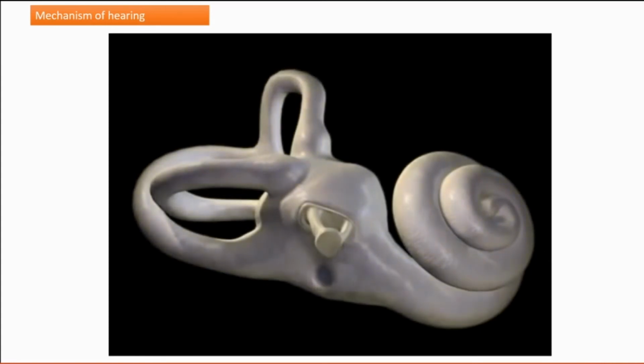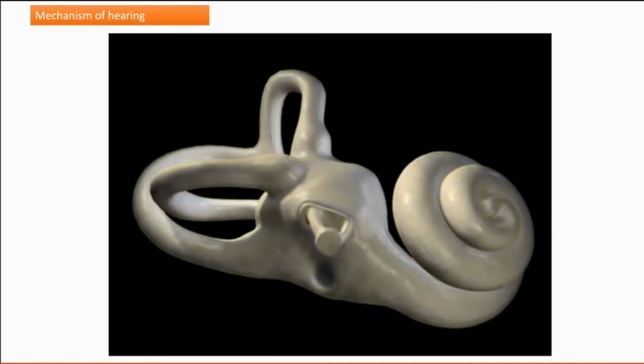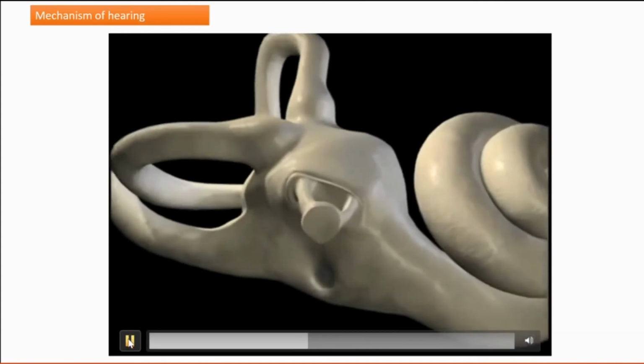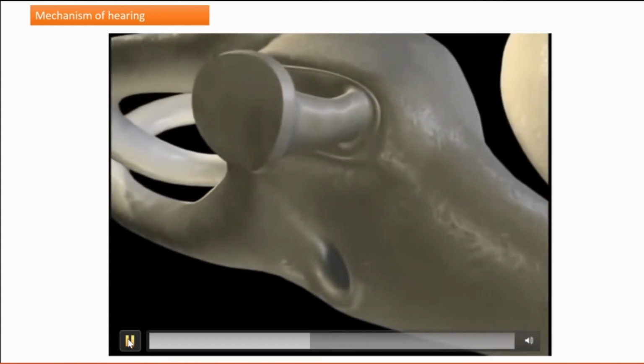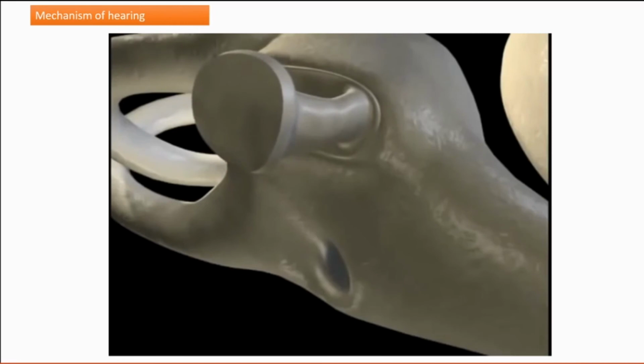The labyrinth is filled with a fluid called perilymph. If it were a completely closed and inflexible system, the movement of the stapes would be unable to displace the perilymph, and therefore unable to send vibrations into the bony structure. Due to the flexibility of a membrane called the round window, the stapes movement can displace the perilymph, allowing vibrations to enter the labyrinth.